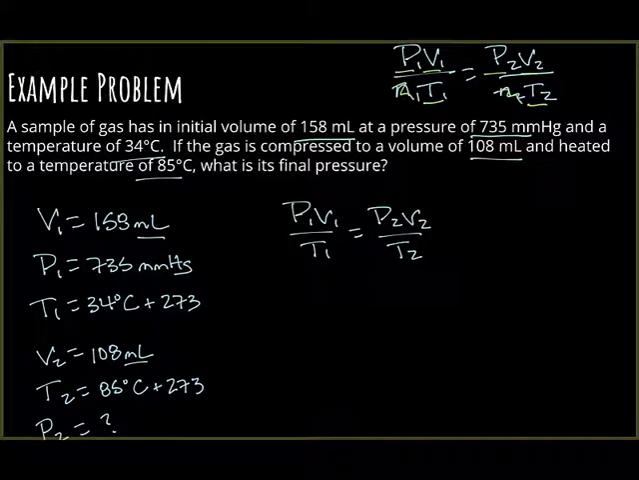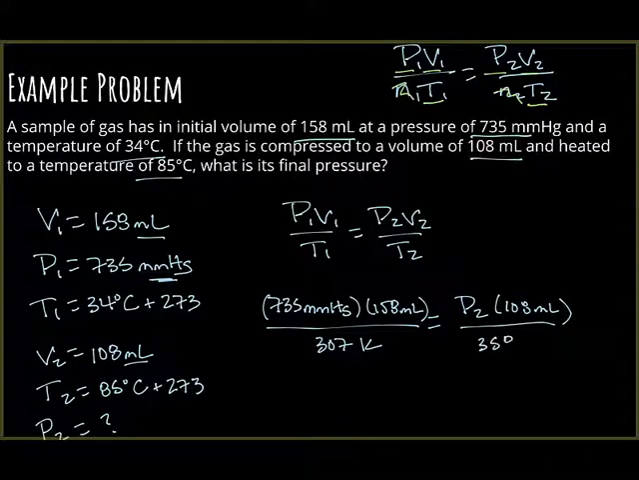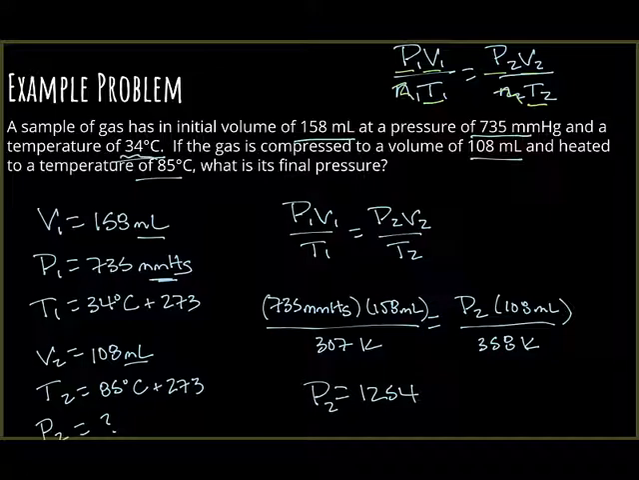Volume is the same unit, milliliters, milliliters. Temperature, Kelvin and Kelvin. And then when I solve for pressure, it'll be in millimeters of mercury. So 735 mmHg times 158 milliliters divided by T1, which is 307 Kelvin, equals P2 times 108 milliliters divided by 358 Kelvin. Again, do your algebra, solve for P2, and you end up with 1,254. Since we have 2 sig figs here, we can round it to 2 sig figs. So we would round that to 1,300.